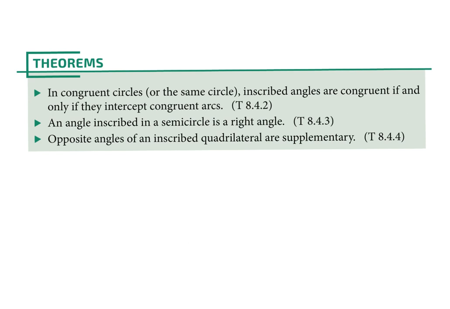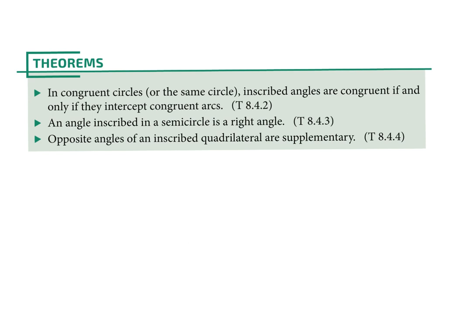In congruent circles or the same circle, inscribed angles are congruent if and only if they intercept congruent arcs. So if the angle measure is related to the arc measure, then you can assume that if the arc measures are the same for congruent circles, then the angle measures are the same because they're based off those measurements.